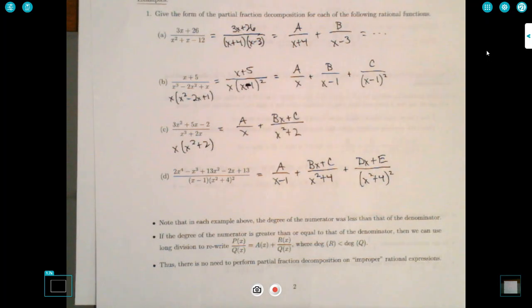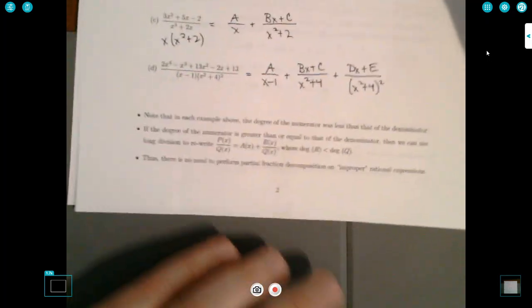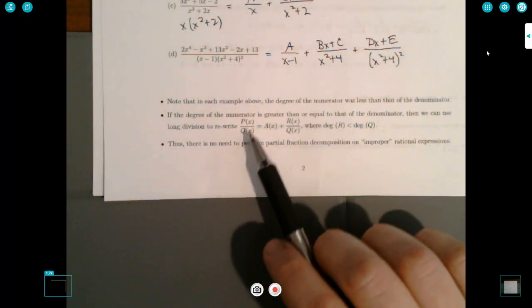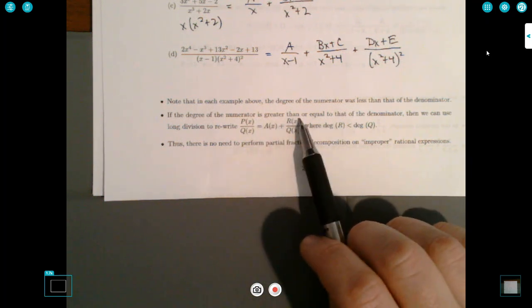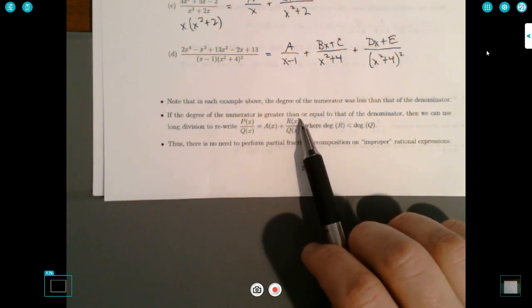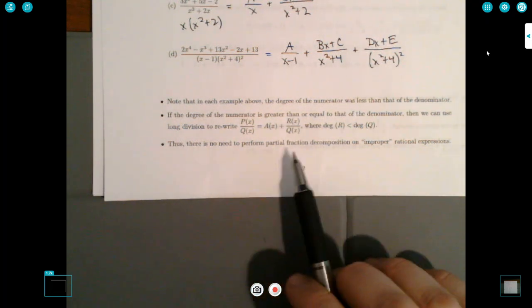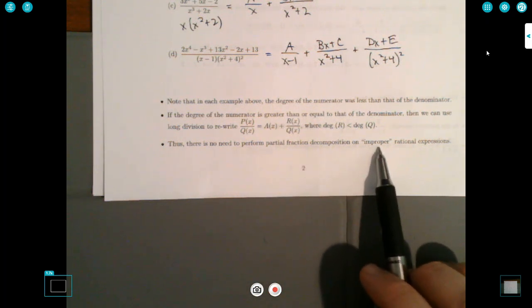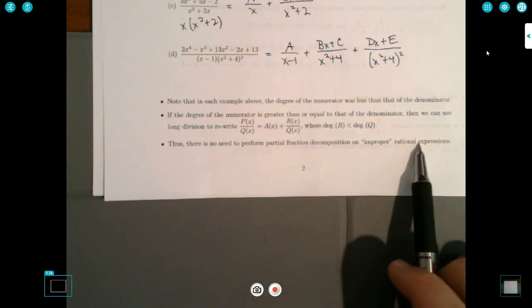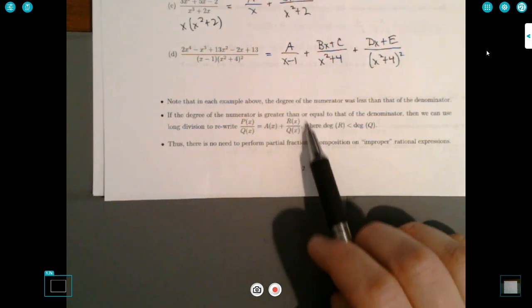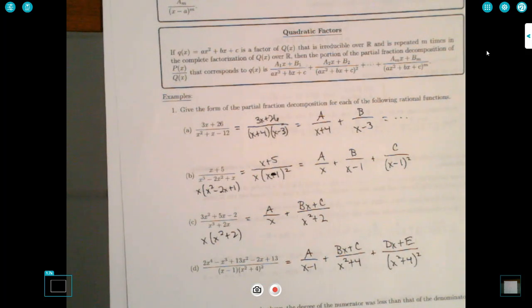But this begs the question, what if the degree of your numerator is greater than or equal to the degree of your denominator? Well, if that's the case, then you can just use long division. Just do long division to rewrite p of x over q of x as some other polynomial plus a remainder. When you do that, the degree of the remainder will always be less than the degree of the denominator. And so there's no need to consider any cases where you have quote-unquote improper rational expressions, where the degree of the numerator is greater than or equal to the degree of the denominator. Because if you have that situation, you can just do the long division, and then the piece that's left over for you to break down by partial fraction decomposition, you can just use this method here.